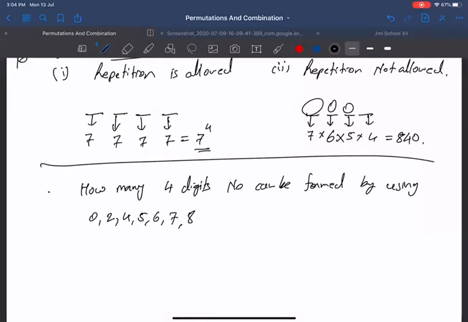Okay, let's say if the repetition is allowed. This will be our standard. If the repetition is allowed, if the repetition is not allowed. Repetition allowed we will call number 1 and the other number 2.